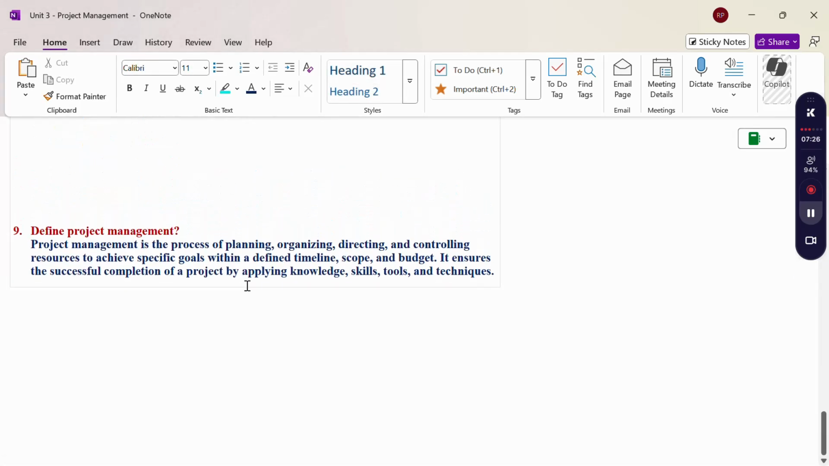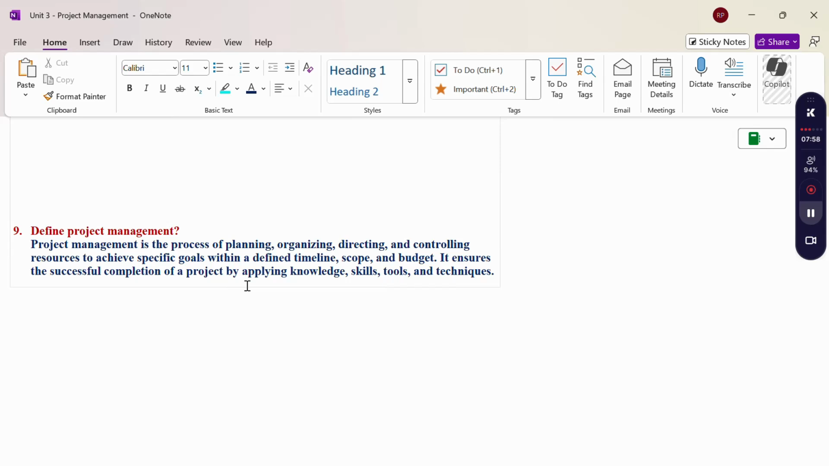So define project management, because this topic is considered project management. Project management is the process of planning, organizing, directing and controlling resources to achieve specific goals within a defined timeline, scope and budget. It ensures the successful completion of the project by applying knowledge, skills, tools and techniques. So this is the main focus of project management.